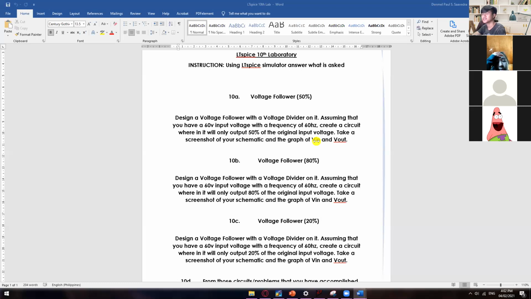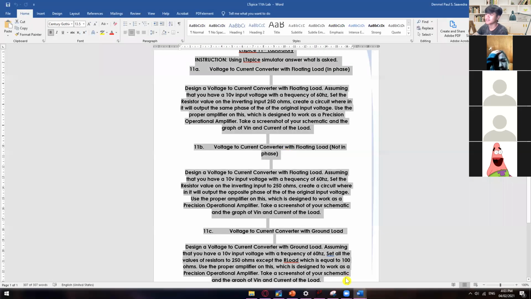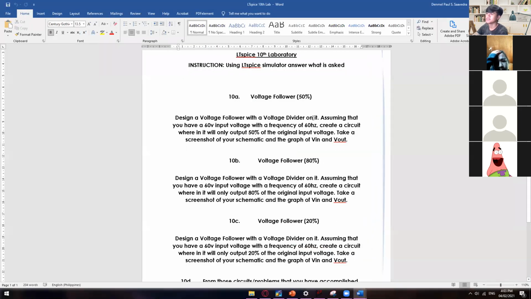Percentages. Okay, so what is your question about percentages, Mr. Pacific? I'm not understanding the role of those percentages. How do we implement percentages? So, because you're the one who's going to create the circuit, right, Mr. Pacific? Yes. And then in creating that circuit, of course, you're going to have a voltage divider, as I mentioned in the instruction. Okay, so voltage follower with a voltage divider on it.